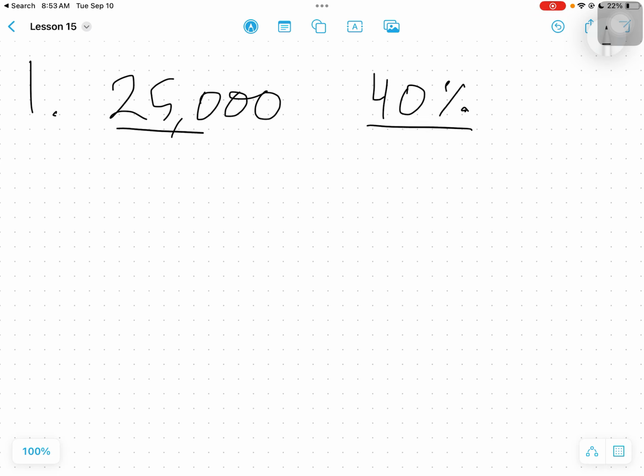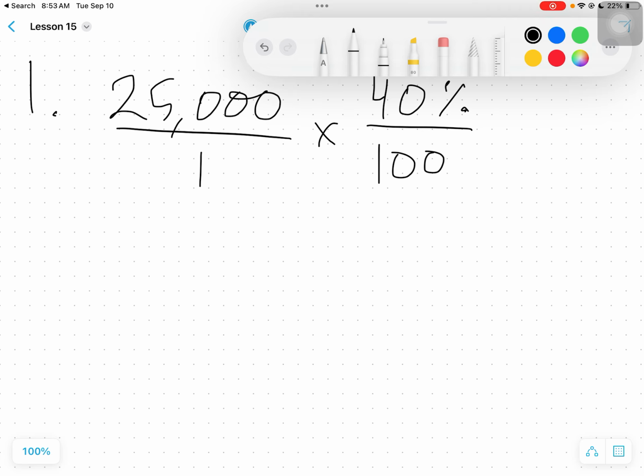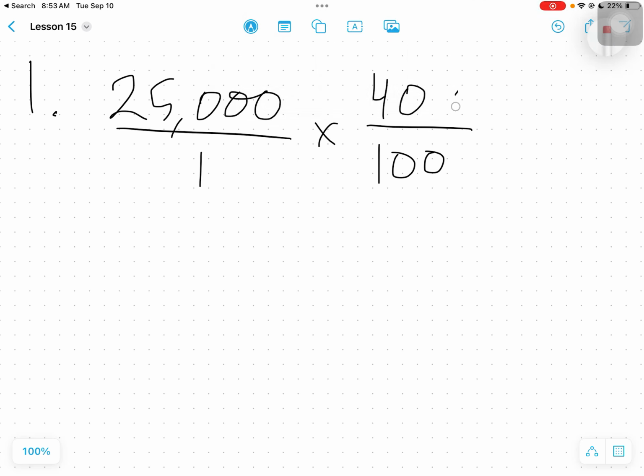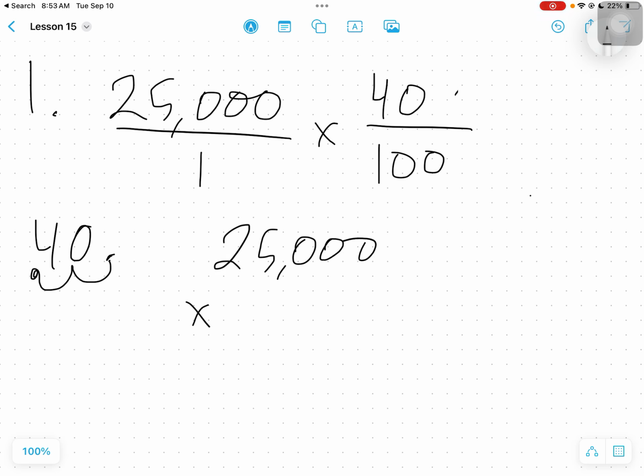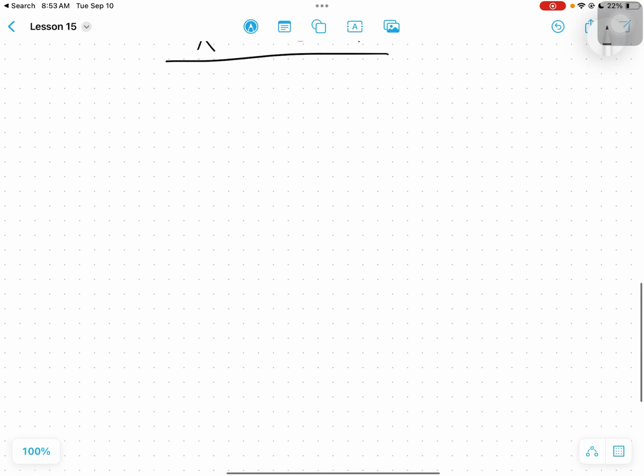But if we want to find the percentage of something, we can either turn the percent to a fraction and then simplify that way by multiplying. Our other option is to turn the percentage into a decimal. So instead of 40%, we have 0.40, moving twice to the left. So then you could have 25,000 times 0.4. We could actually get rid of that last 0 at the end because that's not going to make a difference in the value.